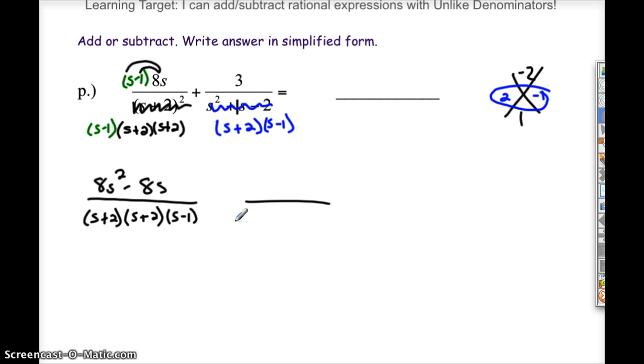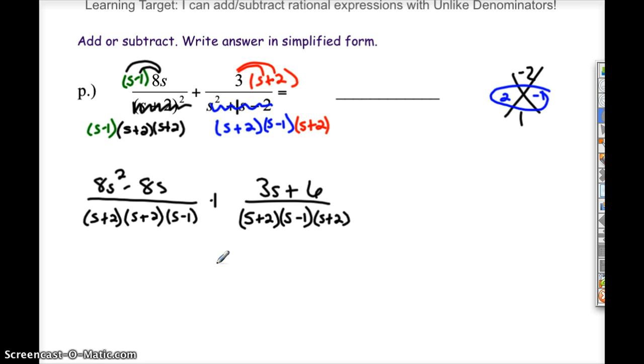Now the second fraction, it cannot lose its 2 groups either. However, what does it need to gain for it to be the same? It needs to gain an extra s plus 2. So we'll multiply by that on top and bottom: s plus 2, s plus 2. So distribute, and we would have 3s plus 6, and I forgot my plus sign in the middle.